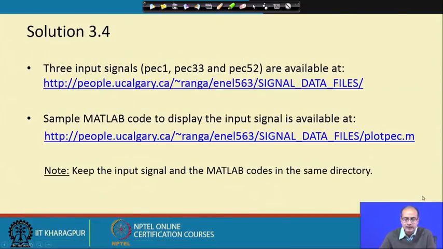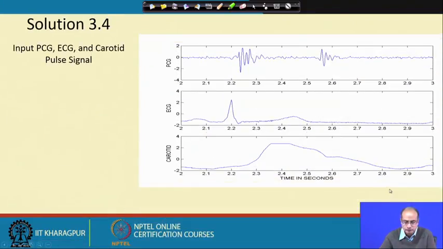So, first we start with downloading the data and the MATLAB file to read those data, and we need to keep them in the working directory of MATLAB. We need to put them in the same directory, because that is the way the path is given in the code. Here we see the 3 signals side by side: at the top the PCG signal, then ECG, then carotid pulse.